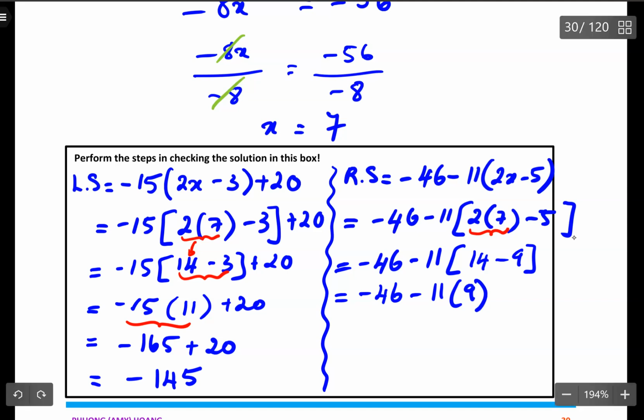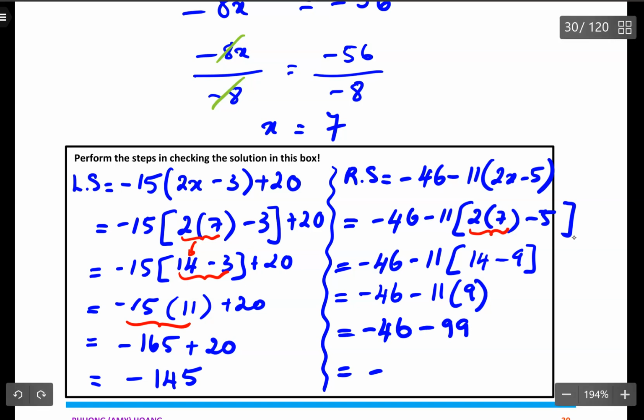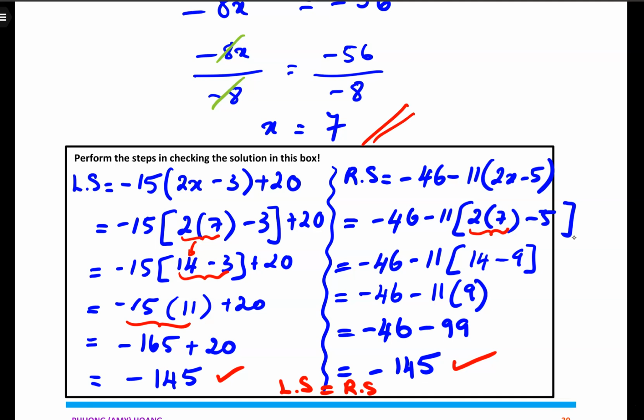And then negative 46, and I should have negative 11 times 9, which is negative 99, and my answer is negative 145. So you see now, you have the left-hand side equal to the right-hand side. So your solution, x equals 7, is correct.